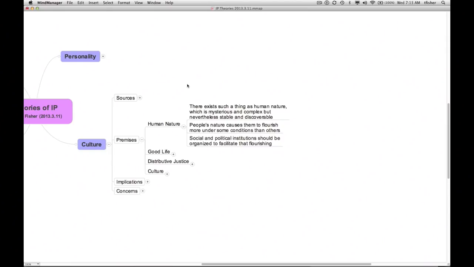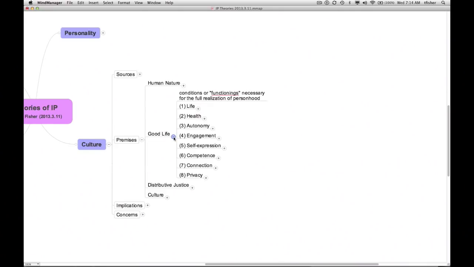From those observations emerges a normative guideline. Social and political institutions, including law, should be organized so as to facilitate human flourishing. Eight conditions contribute to human flourishing. Not all eight are essential to a full and satisfying life. Indeed, it's doubtful that anyone has ever fully experienced on a sustained basis all eight. Life is imperfect, but these are the components of a good life.